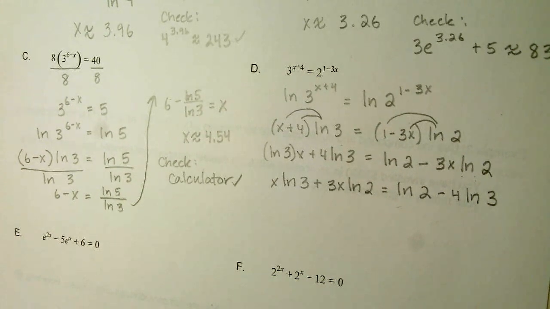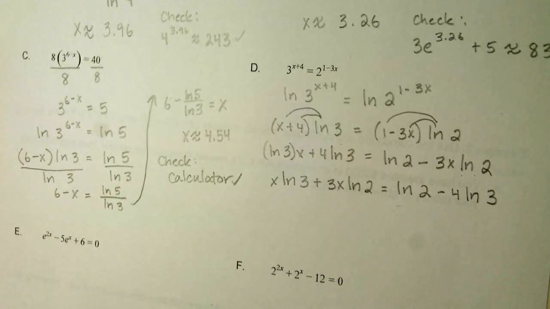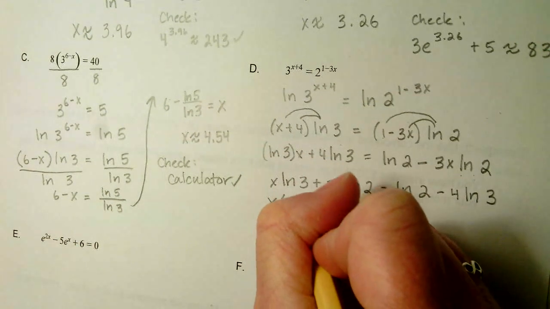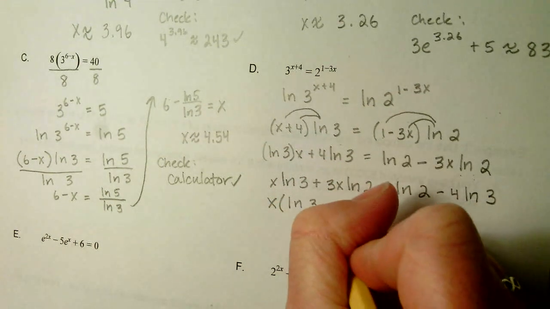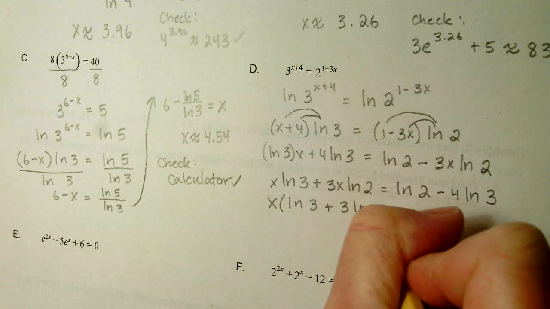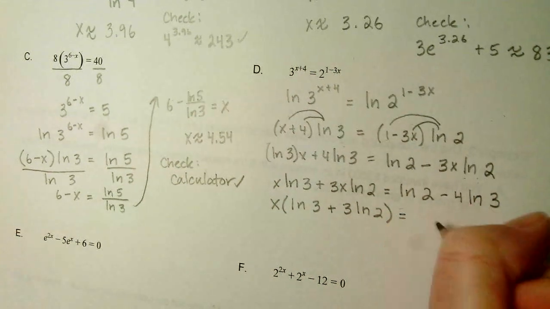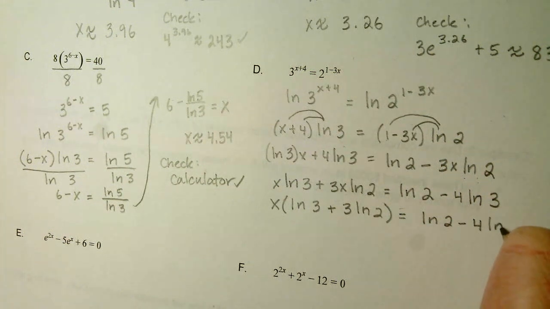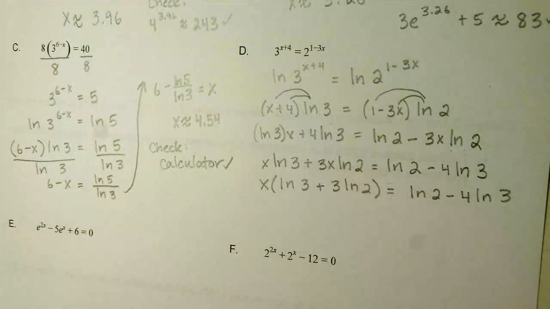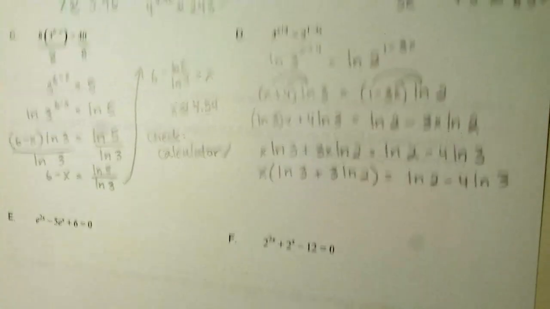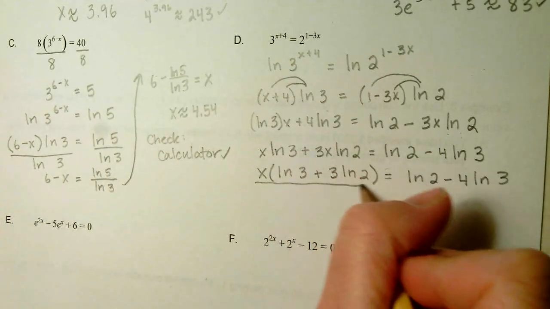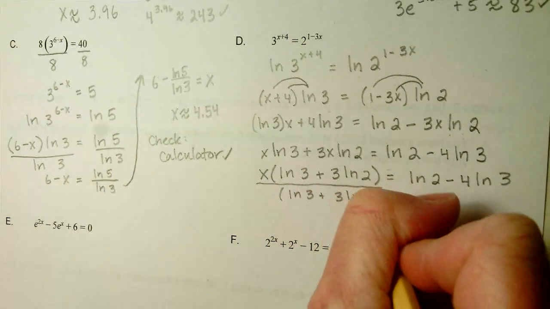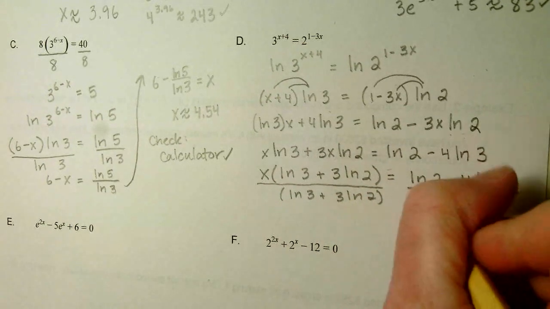So this is a trick that you need to learn. You need to factor out an x. So this becomes natural log of 3 plus 3 natural log of 2. And that's going to be equal to the natural log of 2 minus 4 times the natural log of 3. Next, we are going to divide by ln of 3 plus 3 ln of 2 on both sides.